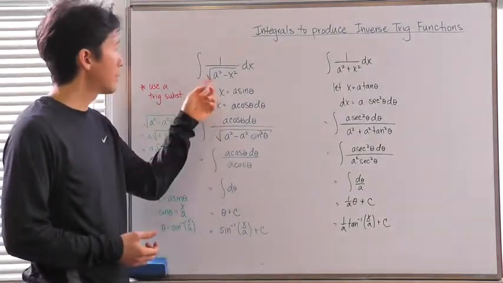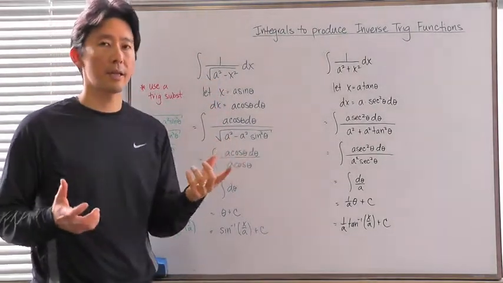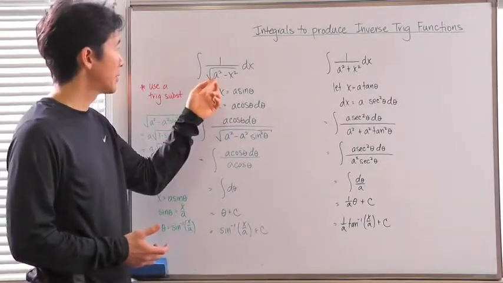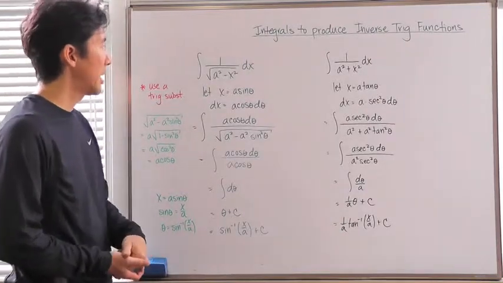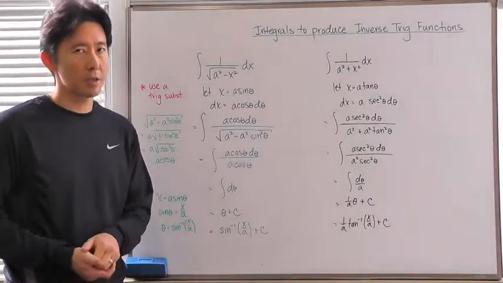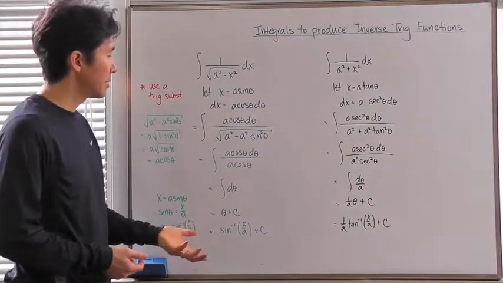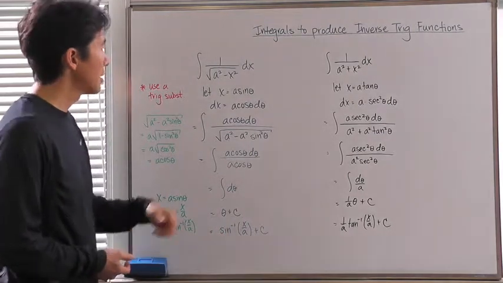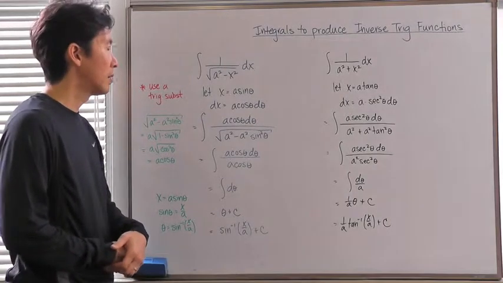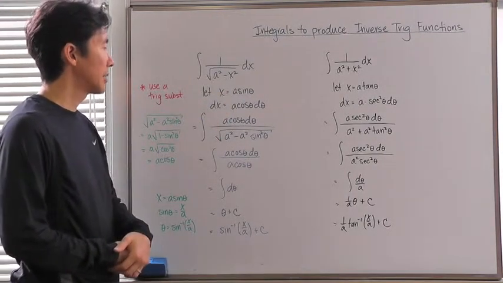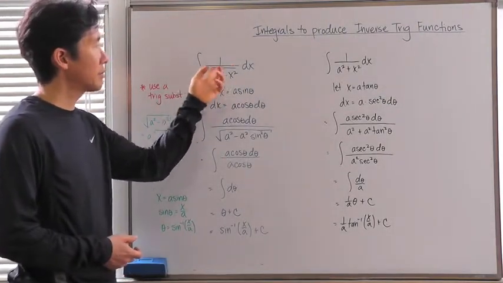And sure enough it is, but we need to be careful to keep this constant open, in the sense that it could be any constant we want, so we'll call it a squared. We're going to use what is called a trig substitution to derive the integral which produces the inverse trig function. Let's say x is equal to a sine theta. Why am I choosing this substitution? Because we want to eliminate this radical.